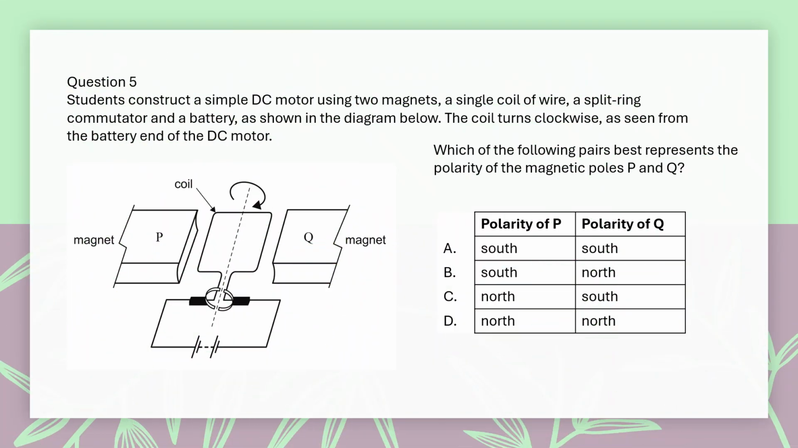A DC motor consists of two magnets, a single wire coil, a split ring commutator, and a battery. Conventional current flows from the positive to the negative terminal, causing the coil to rotate clockwise. Consequently, the magnetic force acting on the left side of the coil must be directed downwards. We apply the right-hand rule to determine the direction of the magnetic field. The thumb indicates current, the palm points downwards for the magnetic force, and other fingers show the magnetic field from Q north to P south.